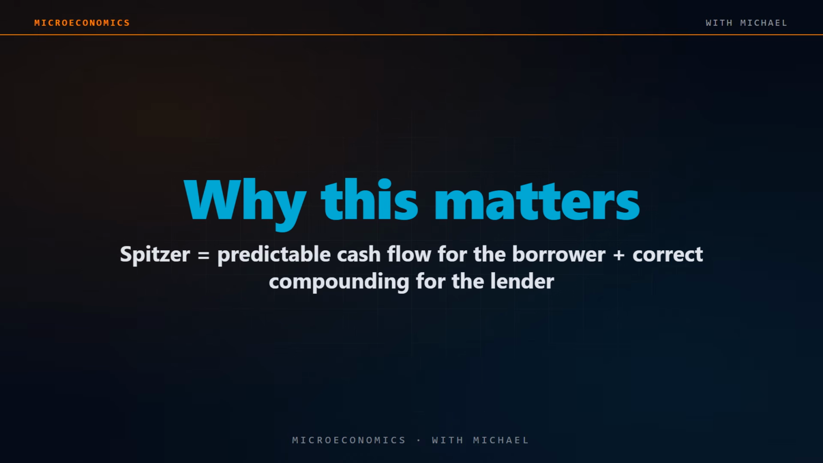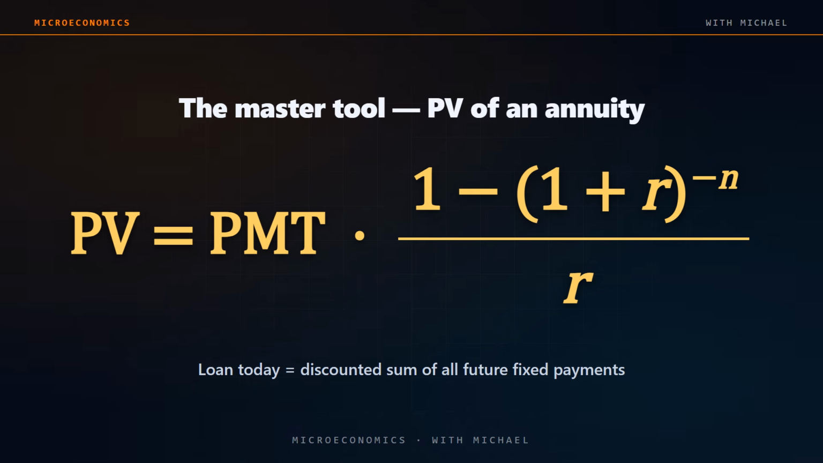Here is where one of the most useful formulas in all of finance comes in. The present value of an annuity. The logic goes like this. The loan of 150,000 shekels today must equal, in present value terms, the discounted sum of all 15 future fixed payments. If we discount each PMT back to today at the interest rate R and add them all up, the total must equal the original principal. That gives us the equation. Present value equals PMT times the quantity 1 minus (1 plus R) raised to the negative n, all divided by R. This is the present value of an ordinary annuity formula, and it is the master tool we need.